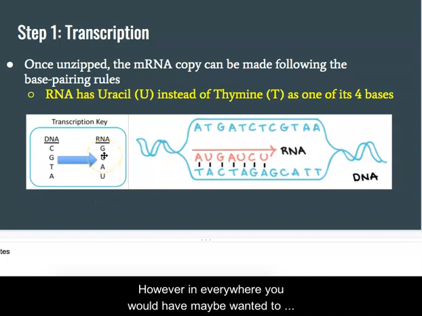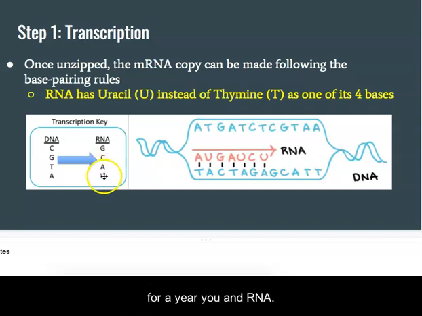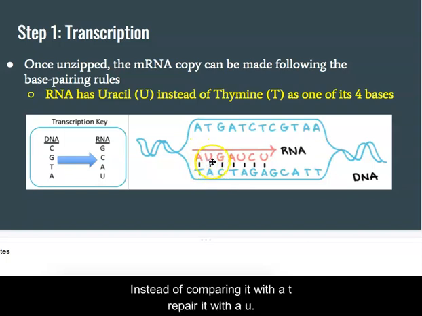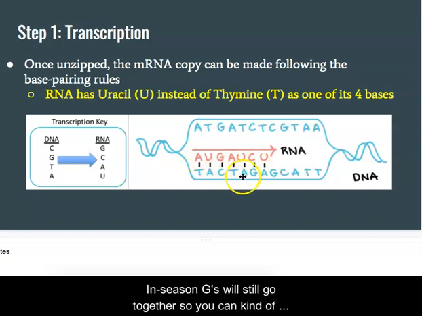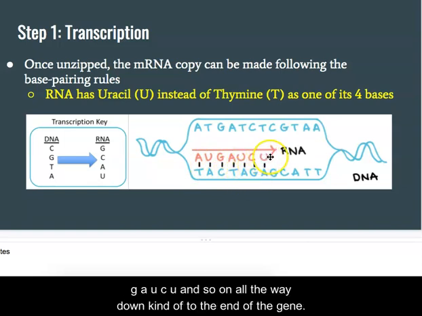However, everywhere you would have maybe wanted to put a T if it had been DNA, instead you just swap it out for a U in RNA. So if the DNA is a T, it'll still pair up with A. If the DNA is an A, instead of pairing it with a T, we pair it with a U. And C's and G's will still go together. So you can kind of see how the RNA in red here is being created. A, U, G, A, U, C, U, and so on, all the way down kind of to the end of the gene.